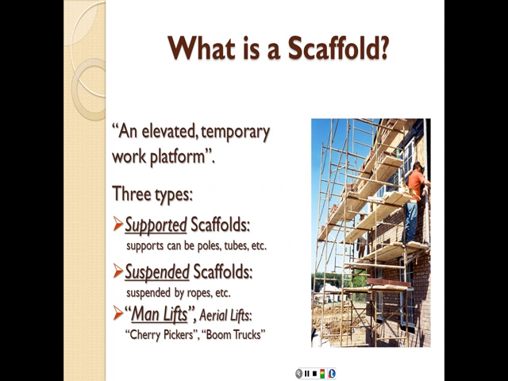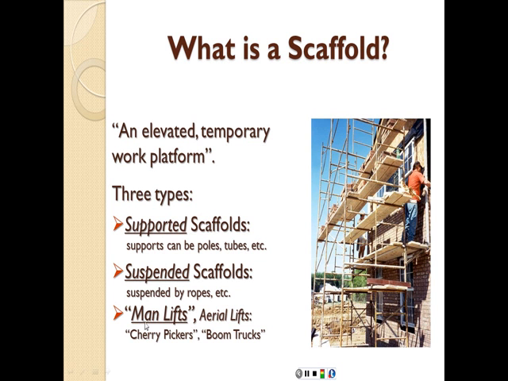So what's a scaffold? A scaffold is an elevated temporary work platform, and there are basically three different types of scaffolds. The first one is called a supported scaffold, something like this. This is considered a supported scaffold. The other one is a suspended scaffold, which is suspended by ropes. So you can imagine something like the window cleaning device for high-rise buildings and things like that. That could be a suspended scaffold.